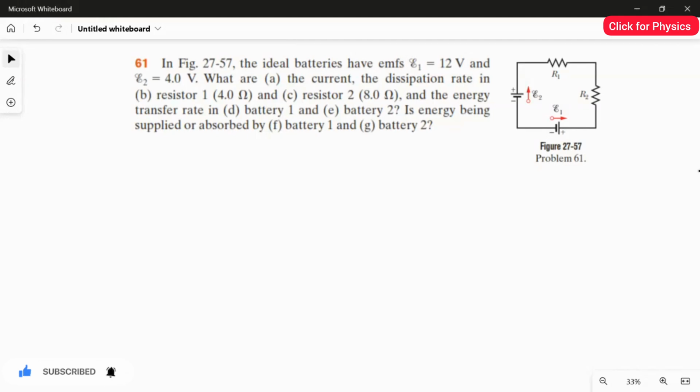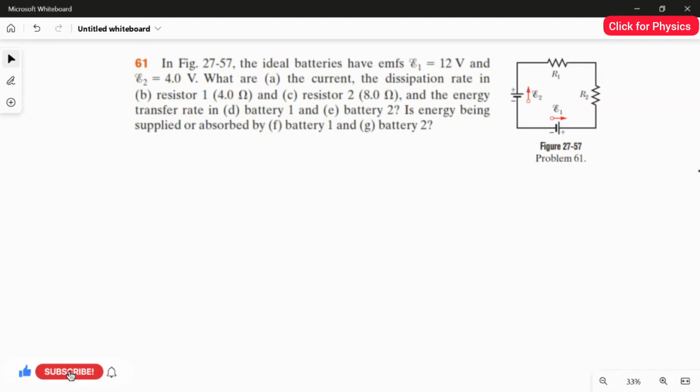And then the fourth question, we are going to find what should be the energy transfer rate in battery 1. And in the fifth question, we are going to find what should be the energy transfer rate in battery 2. And then the sixth and seventh is the theoretical question. So first of all, let's finish our numerical part, and then we can just solve the last two questions later on, okay? Because it's purely based on the theoretical part.